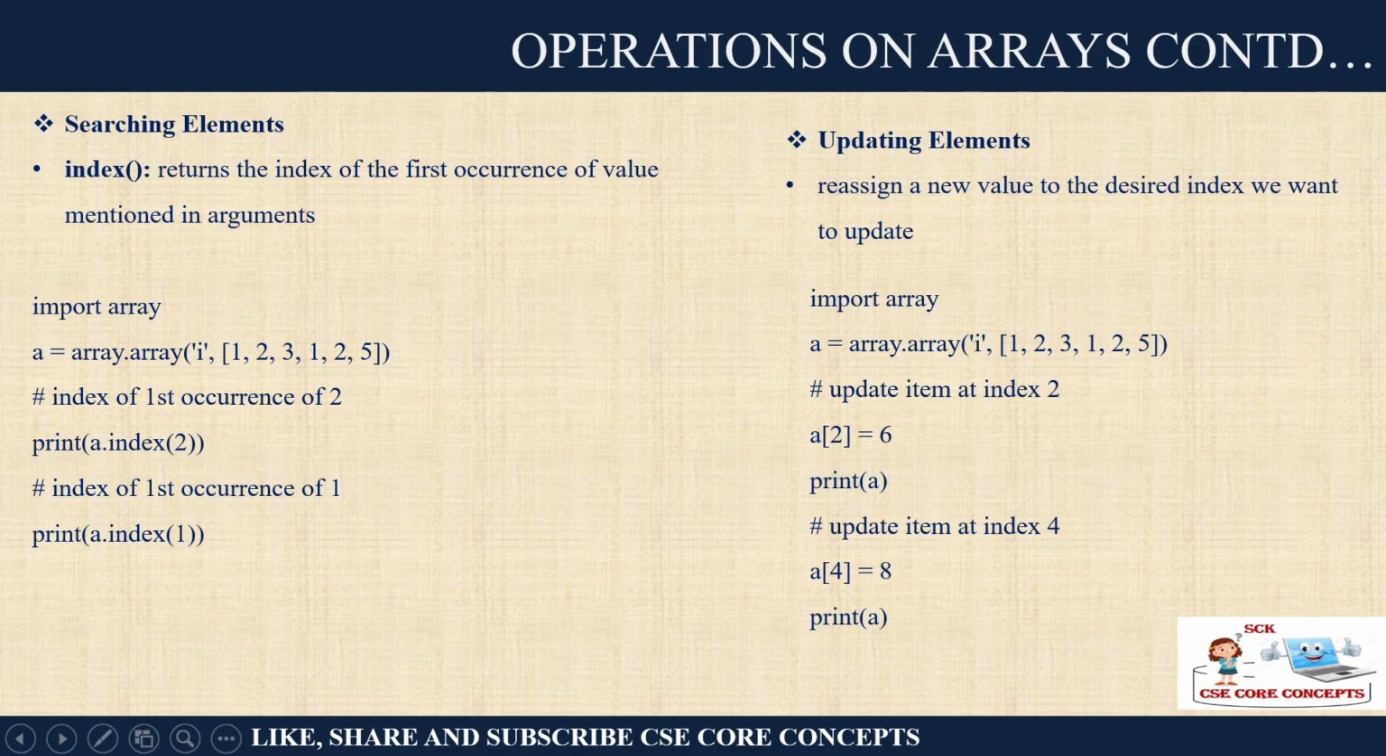Then of course you can search the elements. If you want to search the occurrence of 2, it will return you the index. So you can use the function a.index. It will return the index of the first occurrence of 2, the first occurrence of 1. Then you can update the elements, so reassign the values at the index. Already this is defined, and at the second position where earlier it was 3, now you are overwriting it with 6. So it will simply overwrite. That is there. Okay, nothing else.